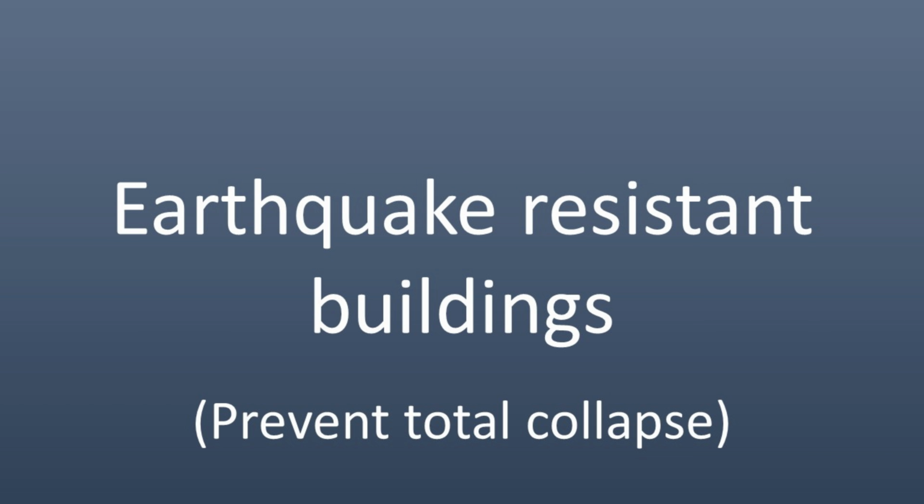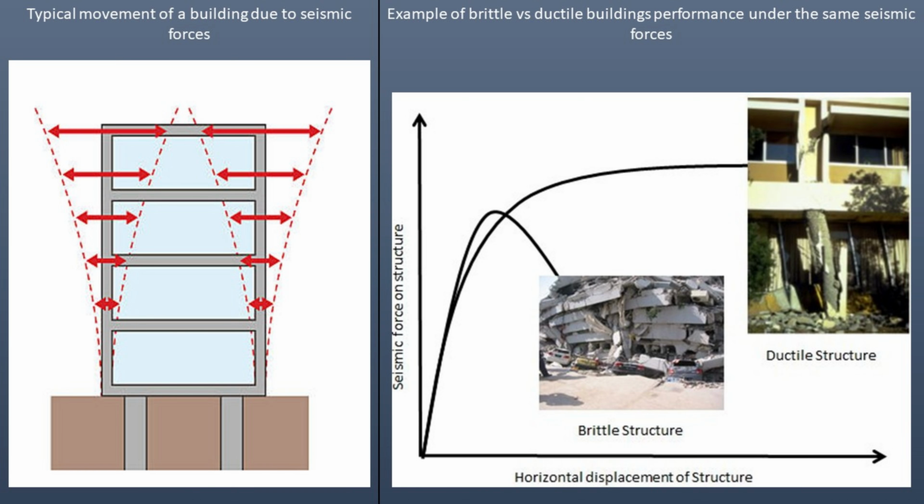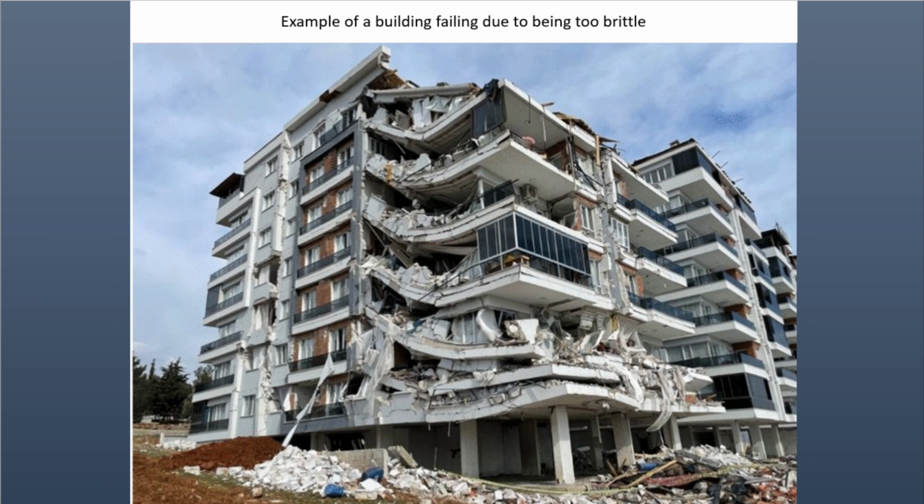To do this, we employ a few different methods to make buildings earthquake-resistant. Firstly, we focus heavily on ductility and flexibility, so that structures can dissipate the seismic energy without sudden failures or brittle fractures. Buildings that are too brittle tend to fail under seismic forces, as they have no way to dissipate energy, like the buildings shown here.